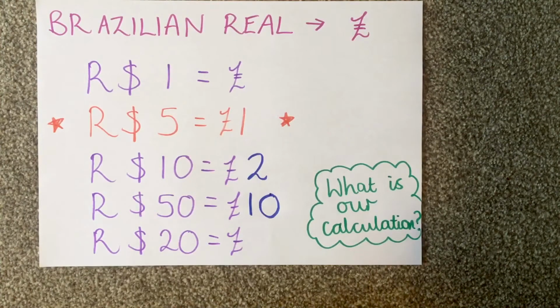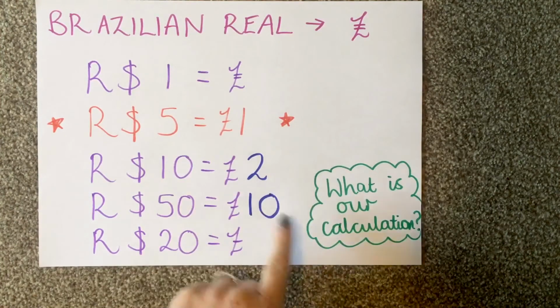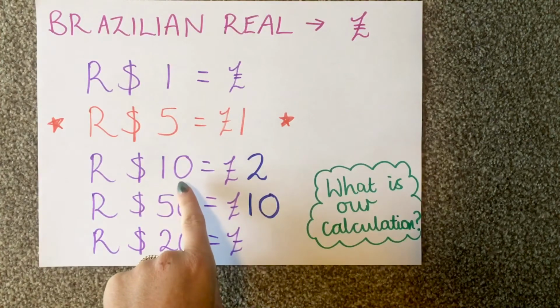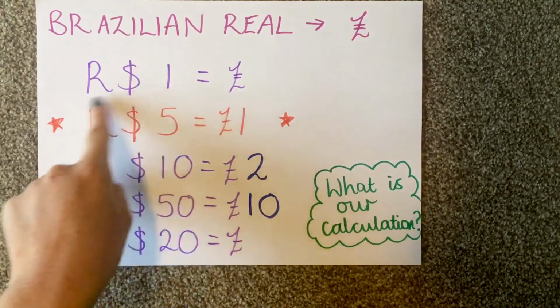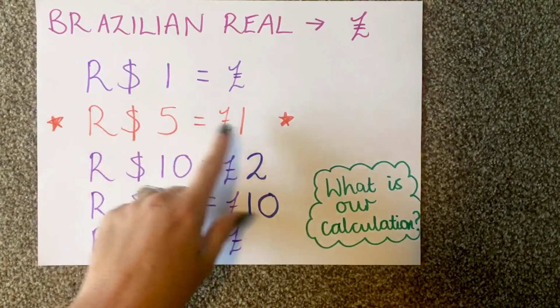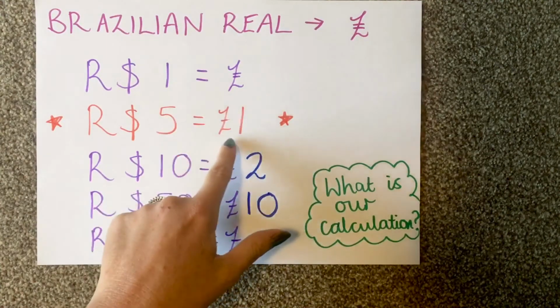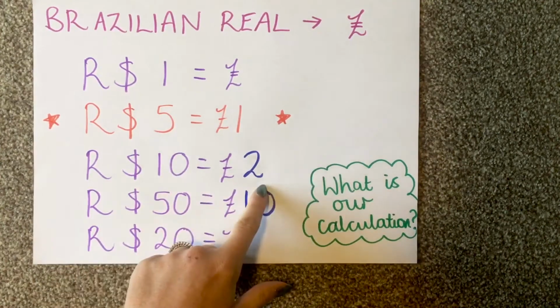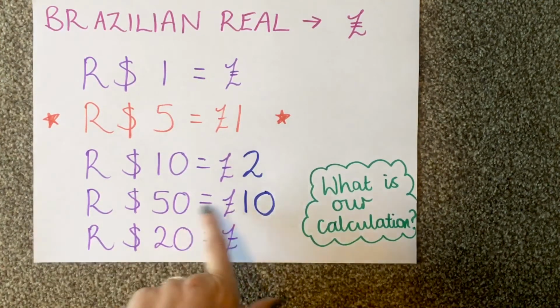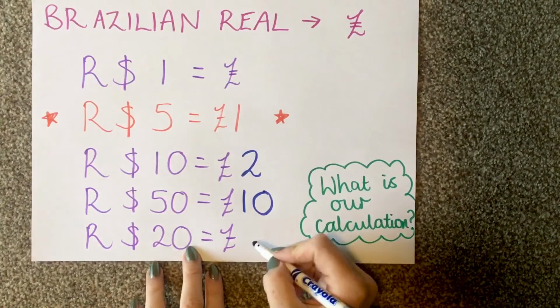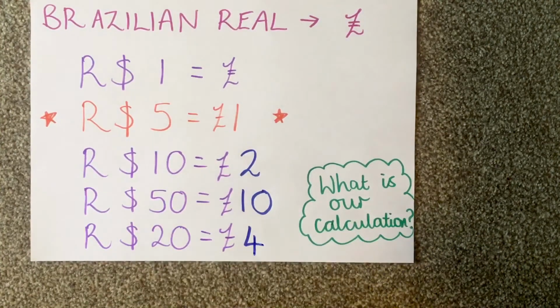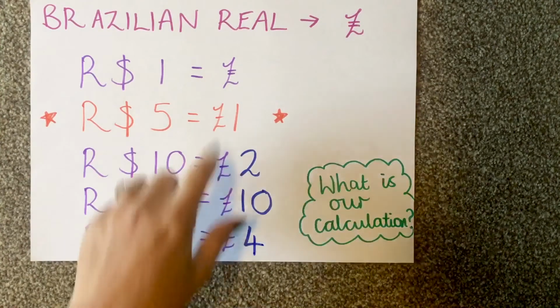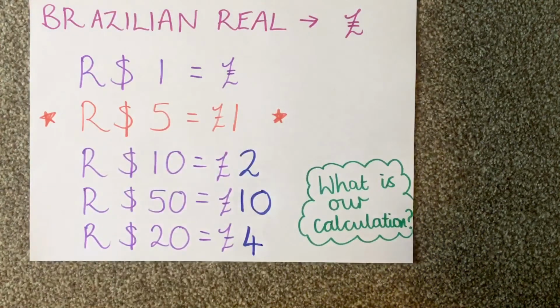Well, let's have a look. If I look here, I'm not timesing, I'm doing the opposite, I'm dividing. And I'm dividing by 5 because for every 5 Brazilian real I have, that's just £1. So I have to divide it by 5 to get my pound conversion. So 10 divided by 5 is 2, 50 divided by 5 is 10, and 20 divided by 5 would give me just £4. I left this one till last because it's going to give me a decimal answer.